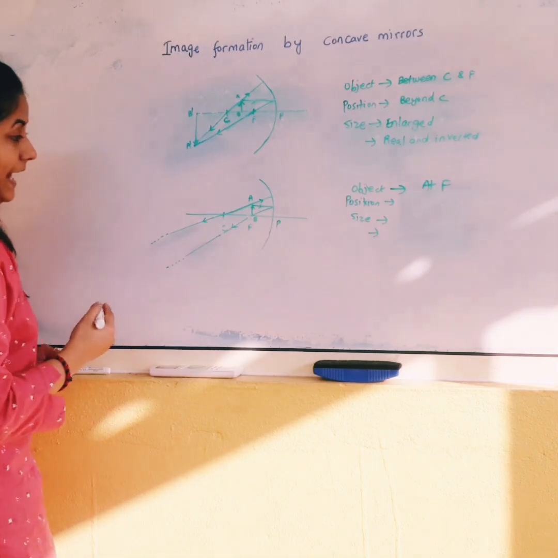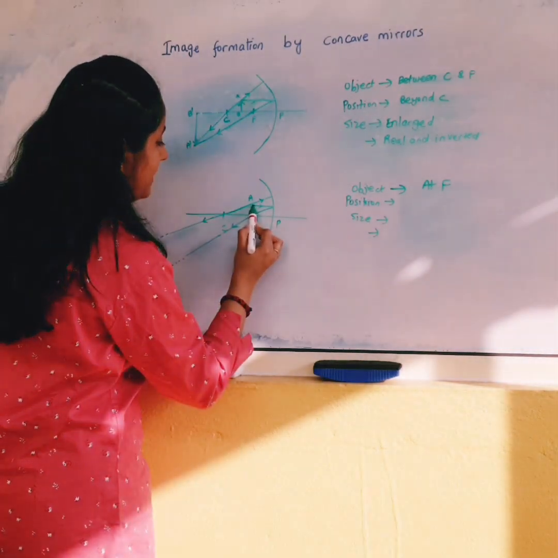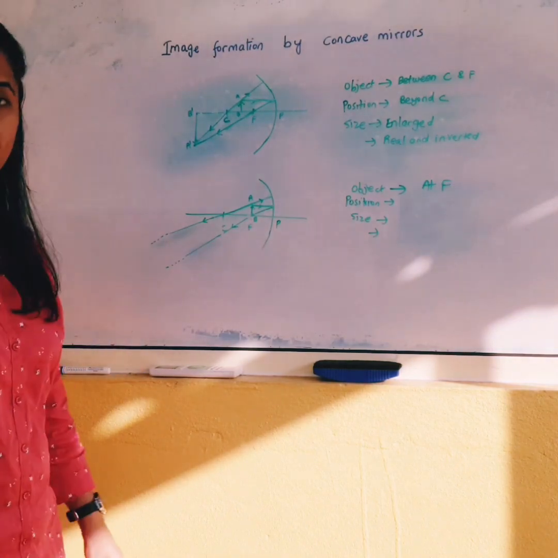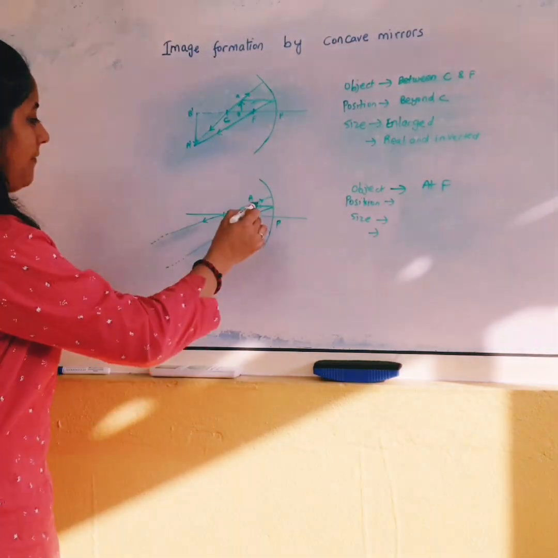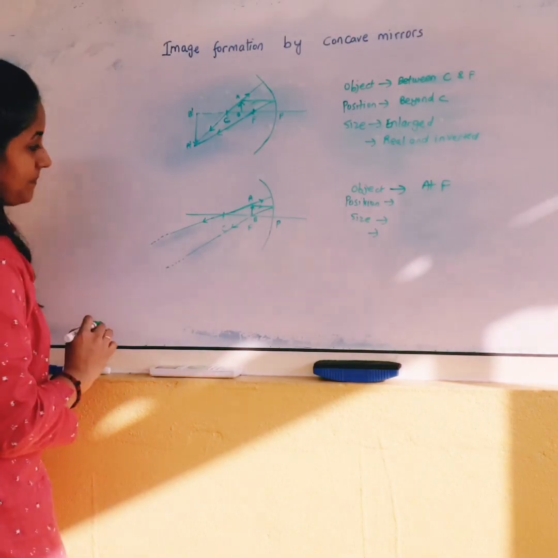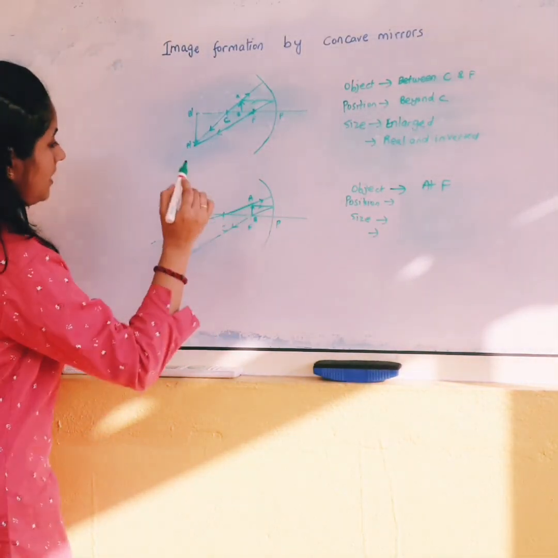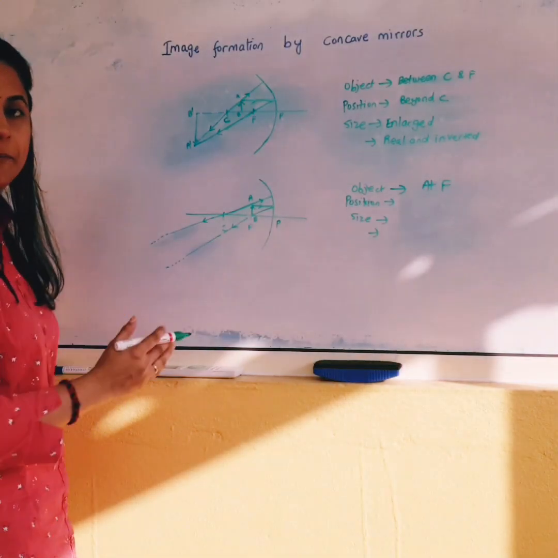Okay, and you can see first ray is passing parallel to the principal axis. After reflection, it will pass to the focus. So after reflection, it is passing to the focus. Second case, second ray is passing through the center of curvature. After reflection, it will follow the same path.